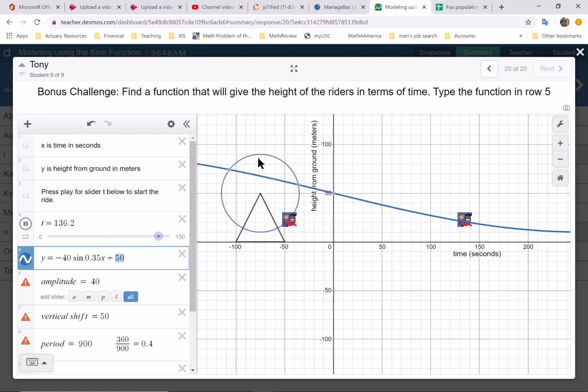The radius of the wheel is always the amplitude. So you can see in this direction, the middle is 50. The highest deviation from 50, it goes up to 90. So from 50 to 90, that's a distance of 40. So your amplitude should be 40. Again, the negative just signifies that it goes down first instead of up first.